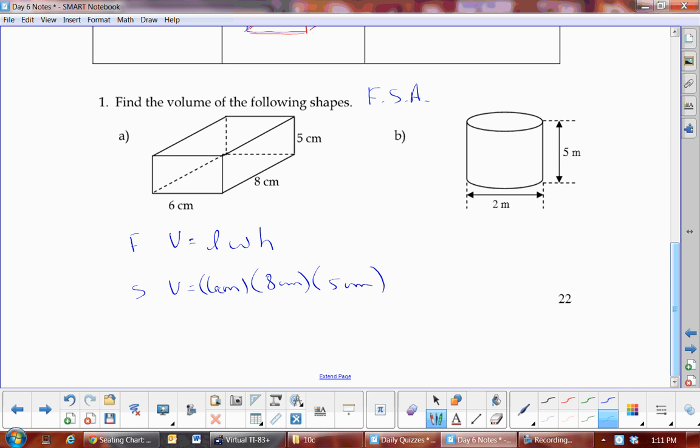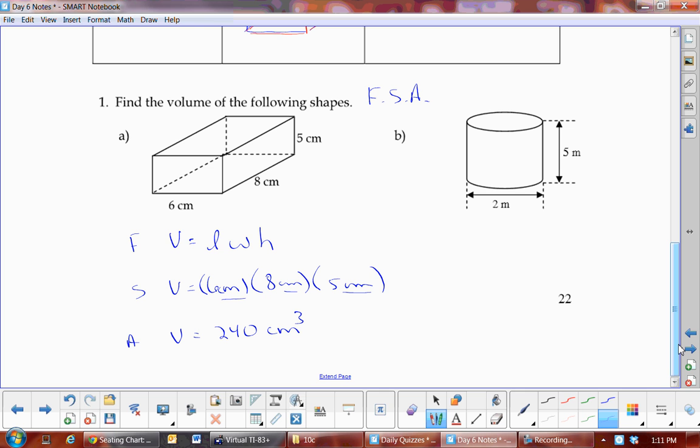And we really want to get you out of the habit of using times signs. Use either a dot or use brackets. Brackets are better. And then answer equals, sorry, volume equals, and you'll multiply that, you'll get 240. And what's centimeters times centimeters times centimeters? Centimeters cubed. Okay, so that is what would get you full 3 marks. If you just had the answer, that's it, you get 1 out of 3.